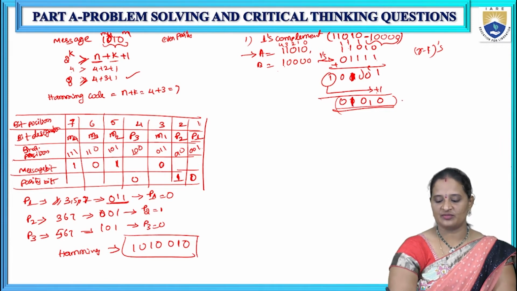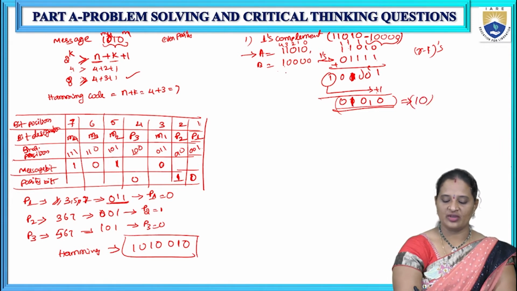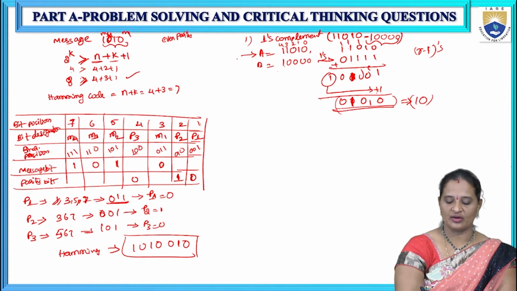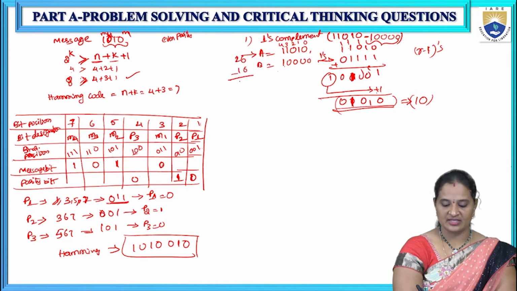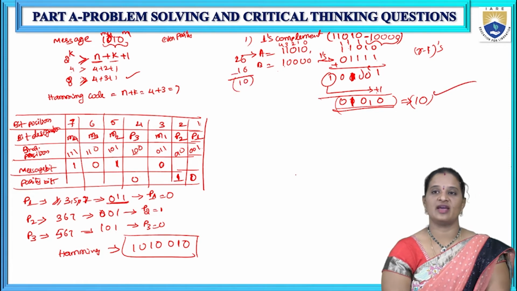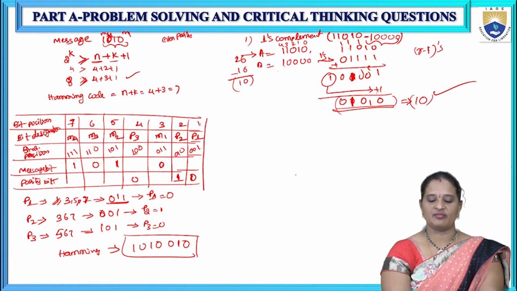So what is the answer we are getting? It is 1010. Even if you look at the decimal equivalent, this is 26 and this is 16. 26 minus 16 is 10. Finally, you are getting the answer as 10. So like that you can perform it.